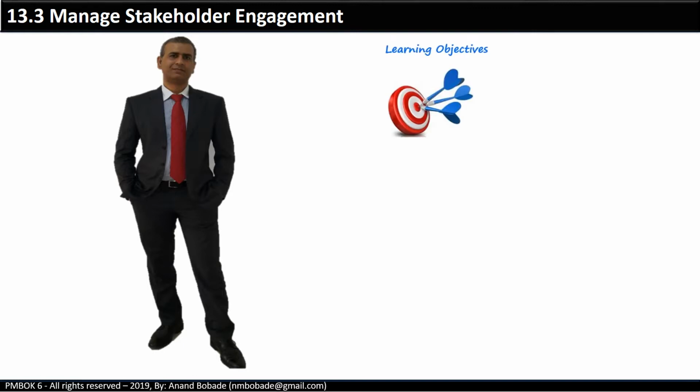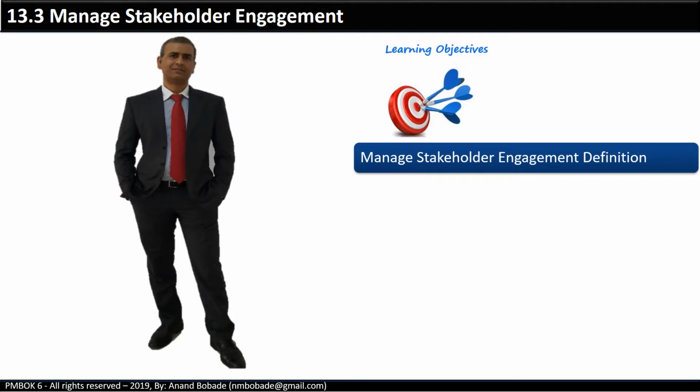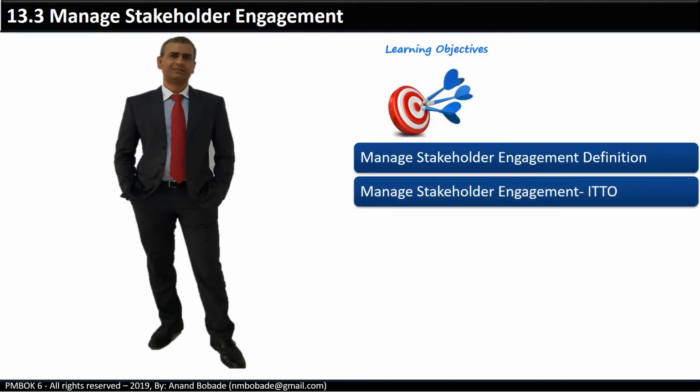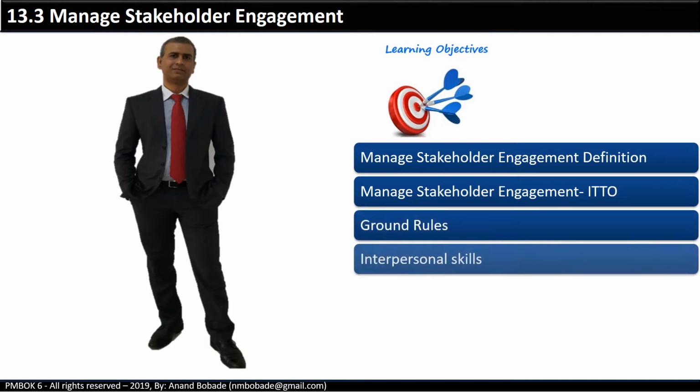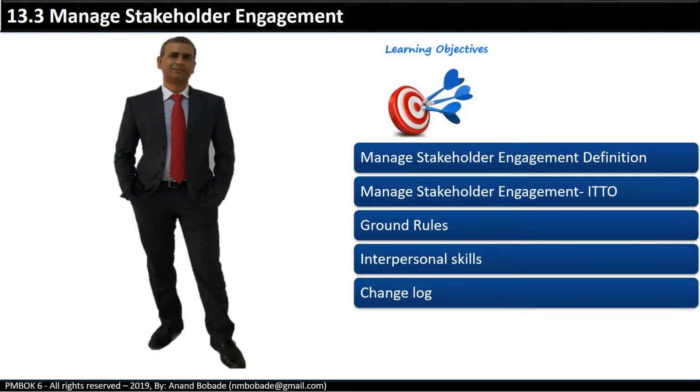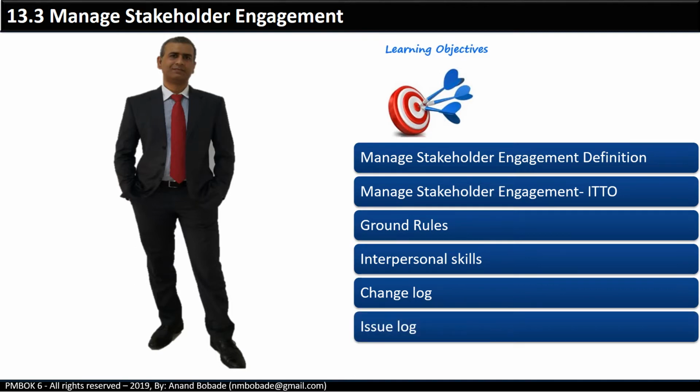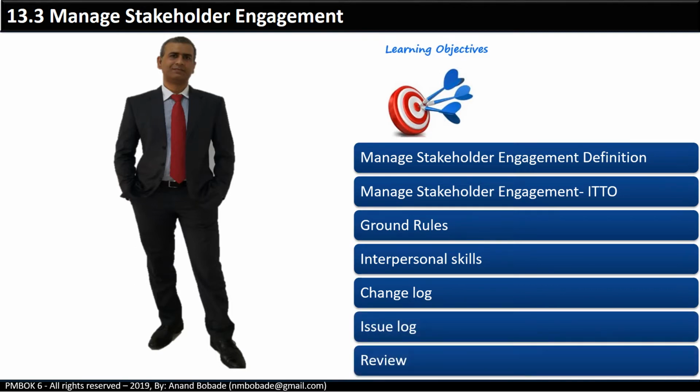The learning objectives of this session are: we'll start with the process definition, we'll go through inputs, tools, techniques, and outputs, we'll talk about some of the key tools and techniques like ground rules and interpersonal skills. We'll understand the importance of the change log and issue log in stakeholder engagement. And finally, we will have a quick review.